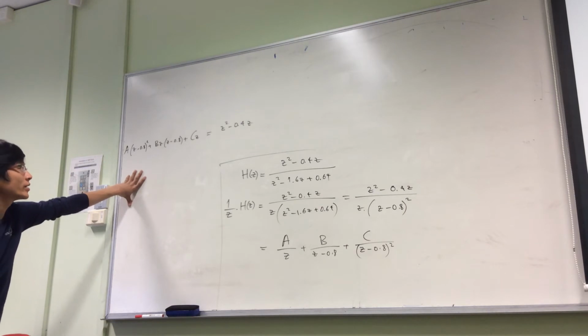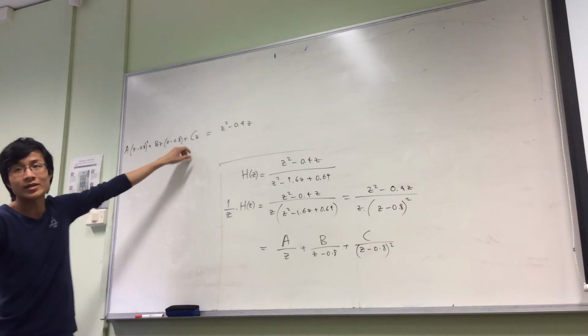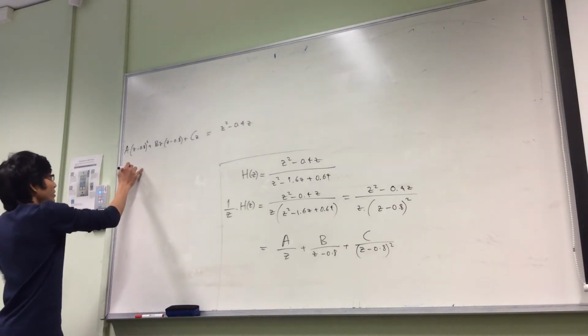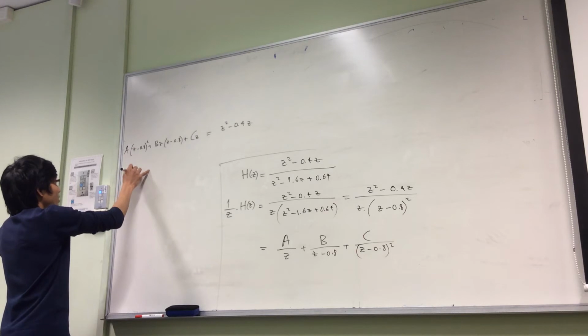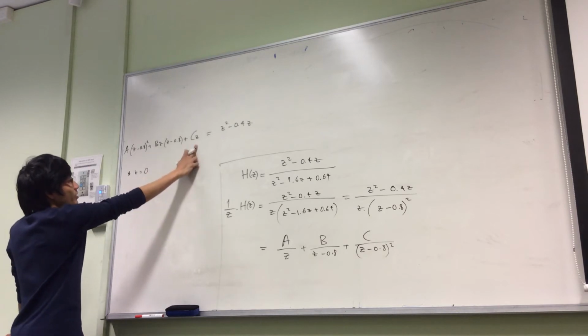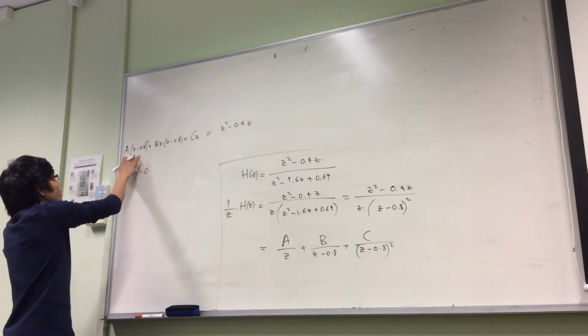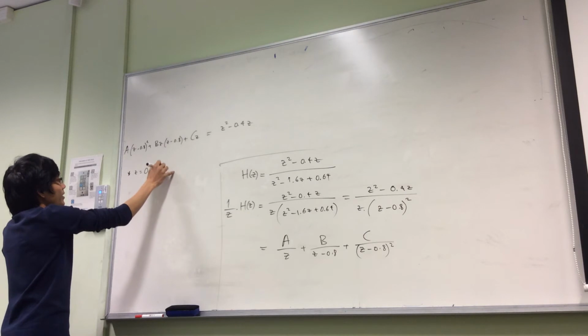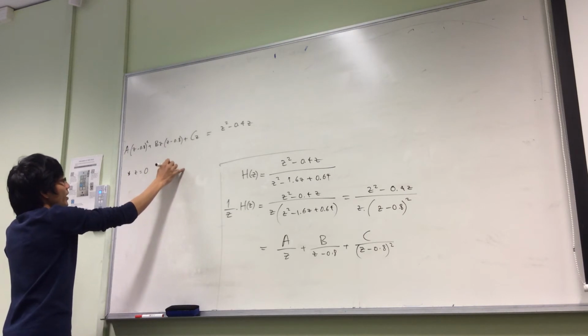Okay, what next? Now we take this. Now will you put Z equal to 0? Okay. We solve it by canceling the equation. What happens if I put Z equal to 0? I have this one equals 0, this one equals 0, this one equals 0. This one will be Z minus 1 times 0.8 squared.